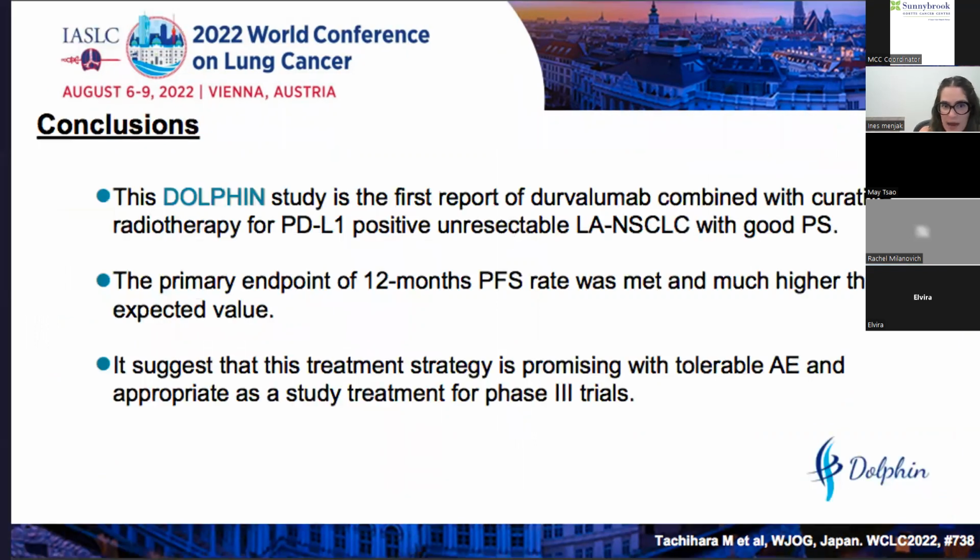So the Dolphin trial is the first report of durvalumab combined with curative radiotherapy for PD-L1 positive unresectable locally advanced non-small cell lung cancer with good performance status. The primary endpoint of 12-month PFS rate was met and much higher than the expected value. And it suggests this treatment strategy is promising with tolerable side effects and appropriate as a study treatment for phase 3 trials.